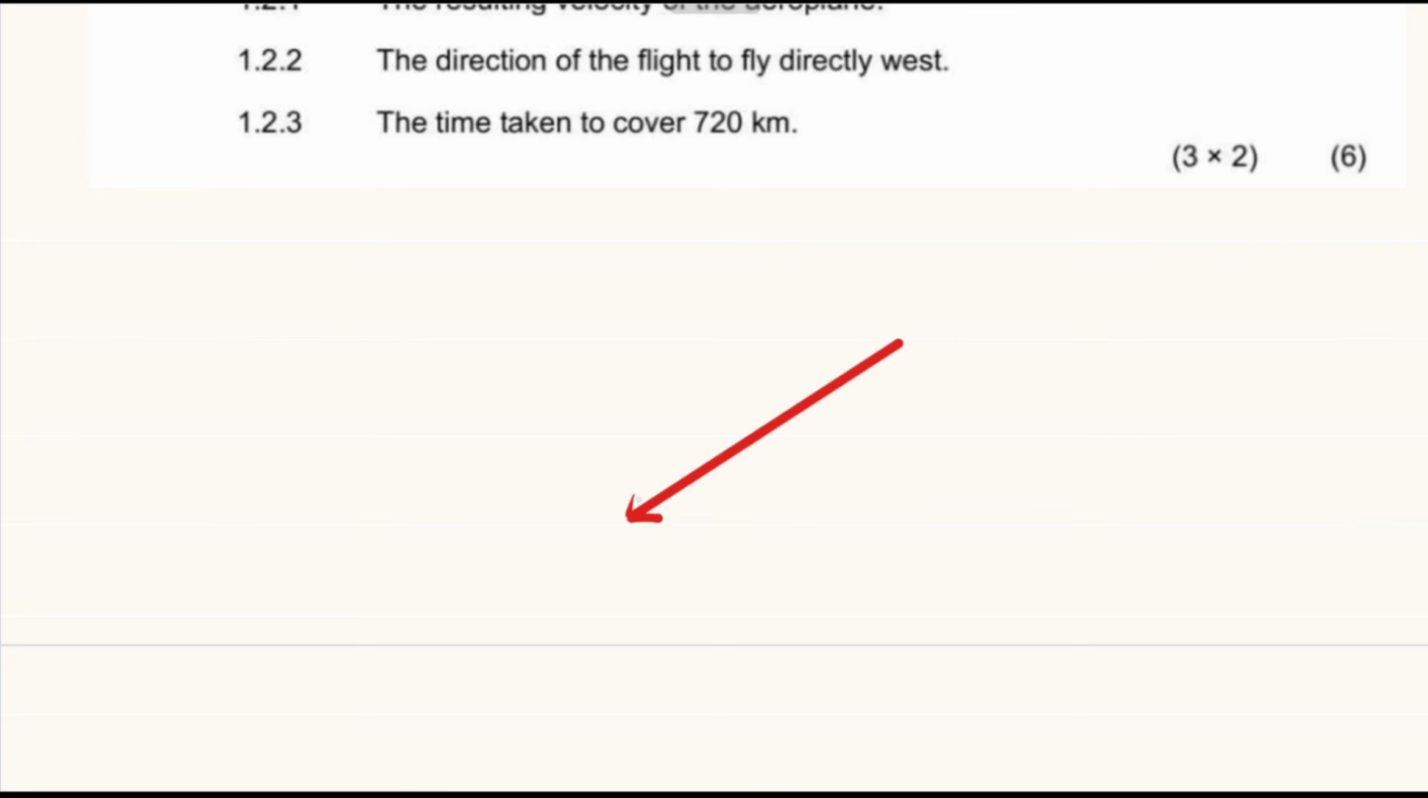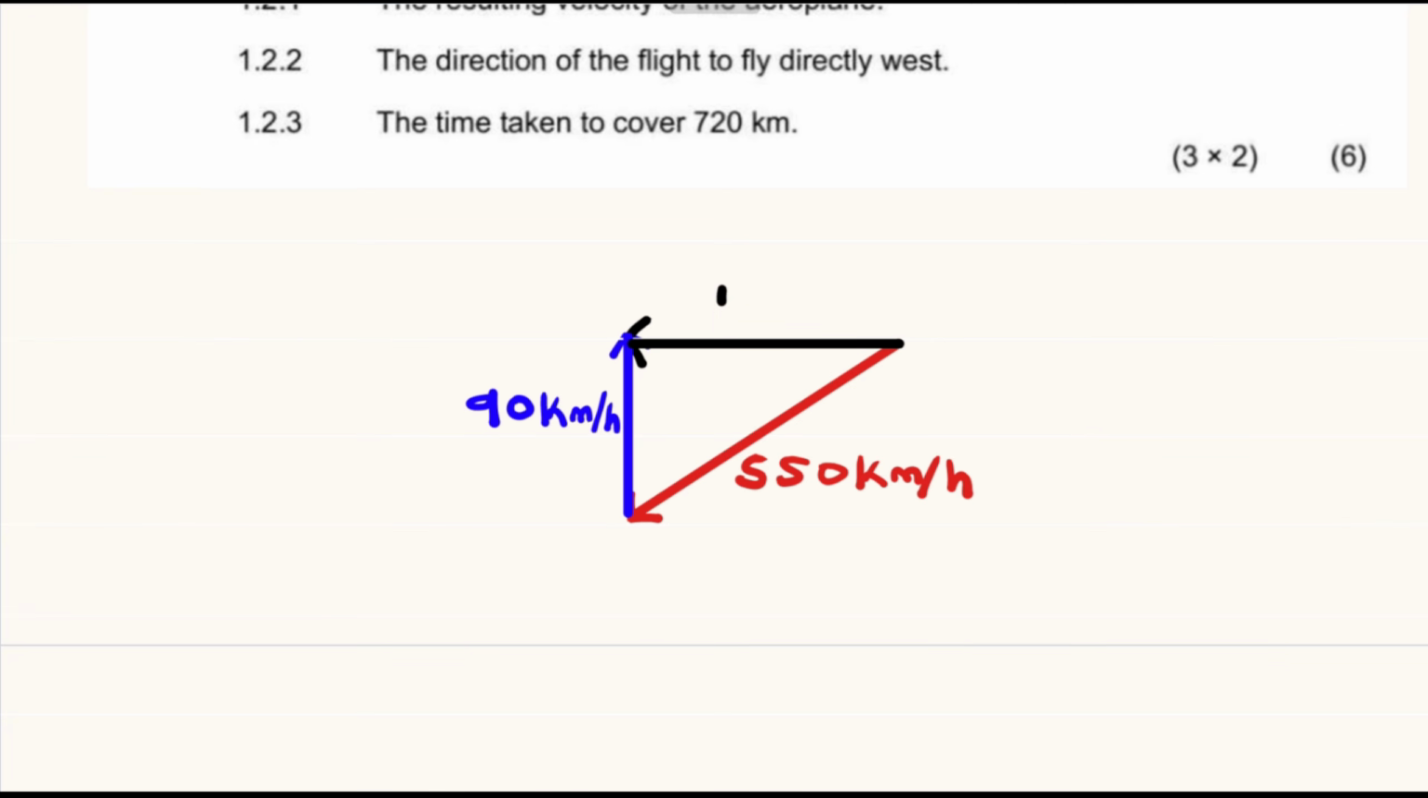And when it flies southwest, the wind is going to push it, and instead of going southwest, the wind pushes it and it flies directly west. We do the head to tail method between the intentions of the aeroplane and the wind. This is 90 kilometers per hour, that's the wind, and the intentions of the aeroplane, the 550 kilometers per hour. And the actual path of the aeroplane, the resultant, is denoted by the letter R.